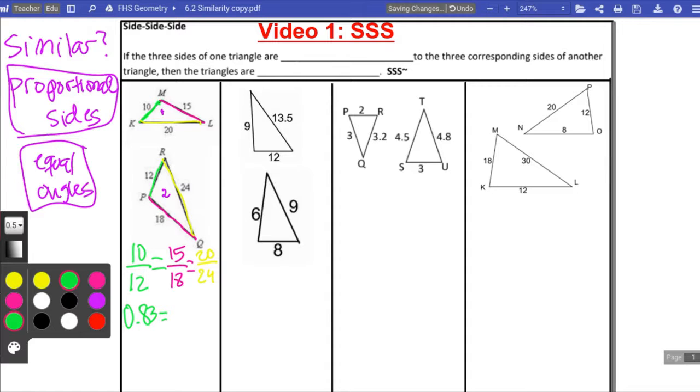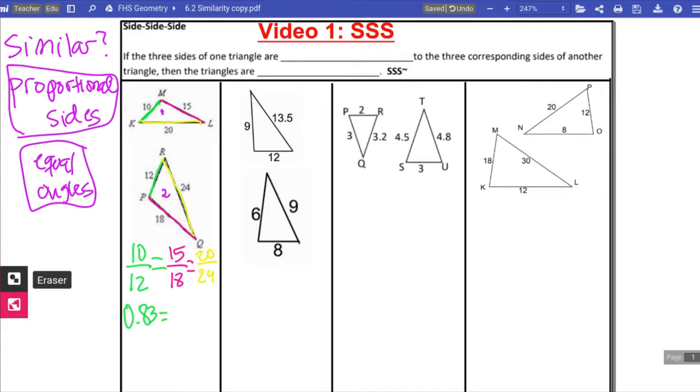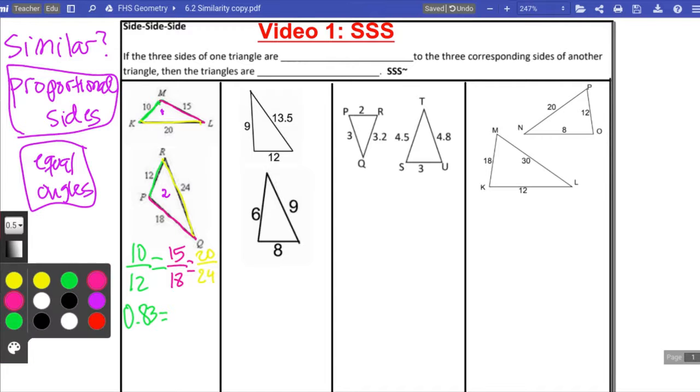So 15 divided by 18 also must be 0.83. Let me use my color so that I can keep it all coordinated, because I'm just like that. All right, so now I'm going to do the yellow: 20 divided by 24, because you have to check everything, right? You've got to check all three sides, and they all match. Therefore, you will say that these triangles are similar, because the sides are proportional. Therefore, the angles also have to be congruent.